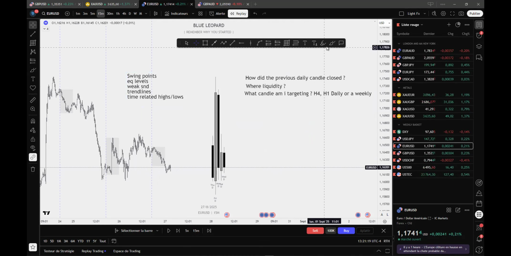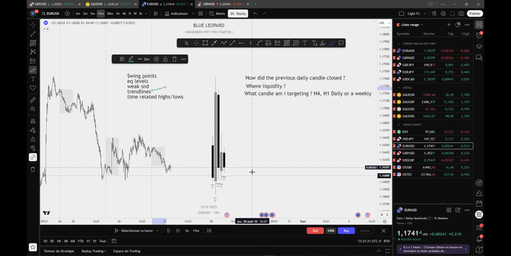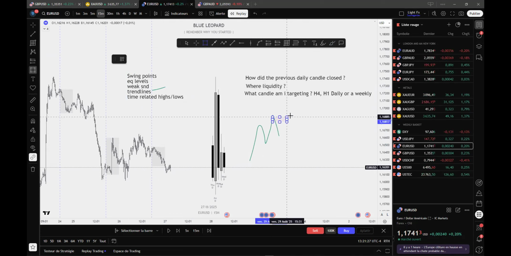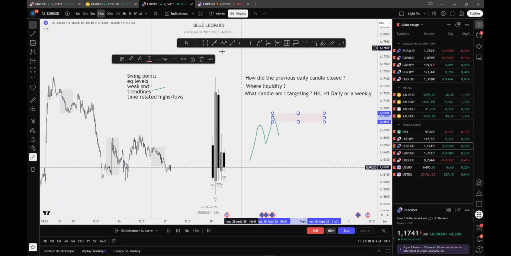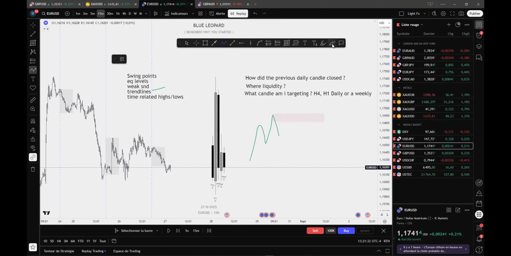What is a weak S&D? A weak S&D is an S&D that creates a move like this, but couldn't break the level. Like this, it stopped here. Why? I don't know why. It came back. That's a weak S&D. It couldn't break any level and couldn't create a push to break any level.